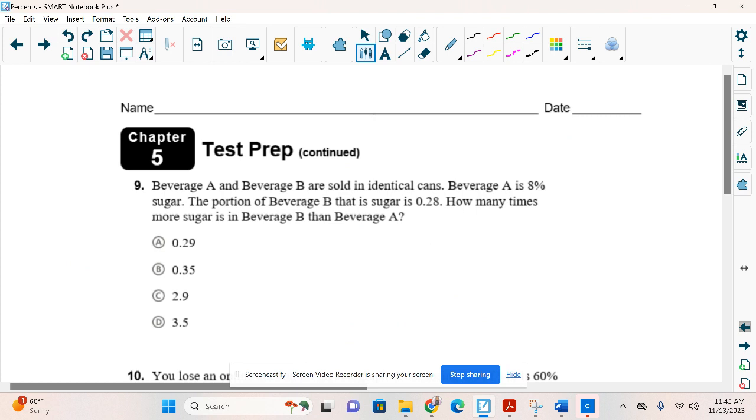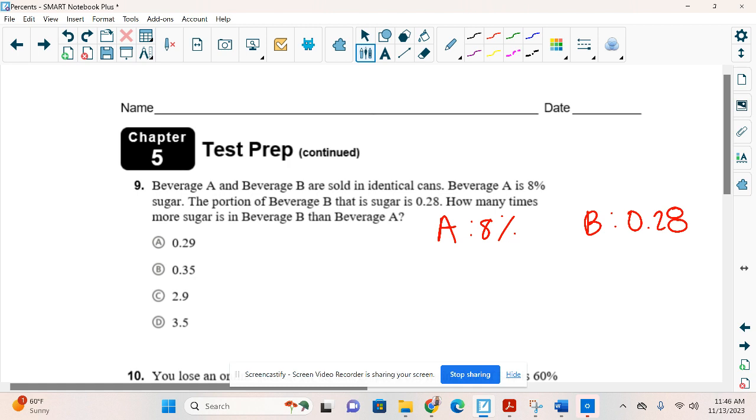You're comparing here. You're comparing beverage A, which is 8%, to beverage B, which is 2,800. They're not in the same form. You cannot compare unless they're in the same form. Just like you can't compare feet and inches, they both have to be in feet or they both have to be in inches. So we need to convert.